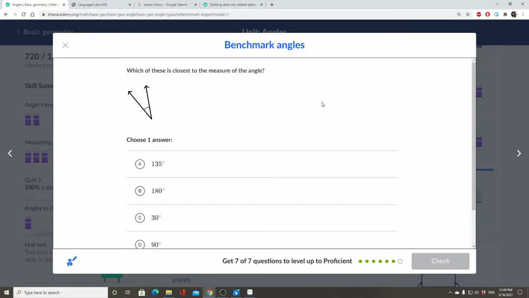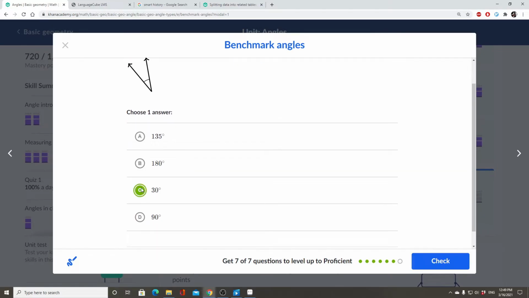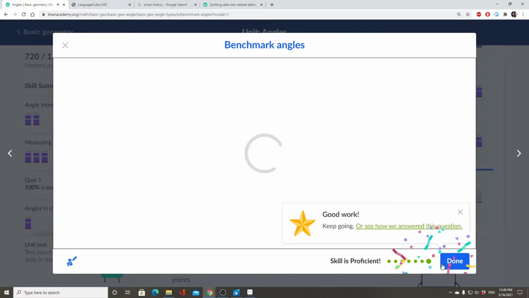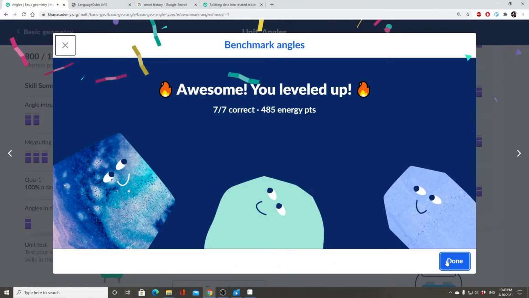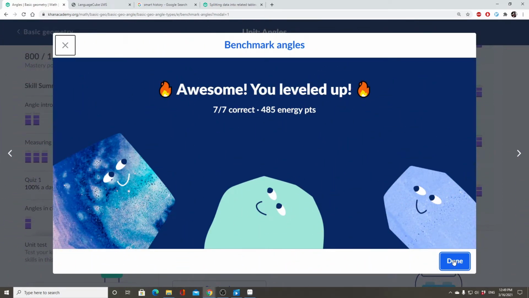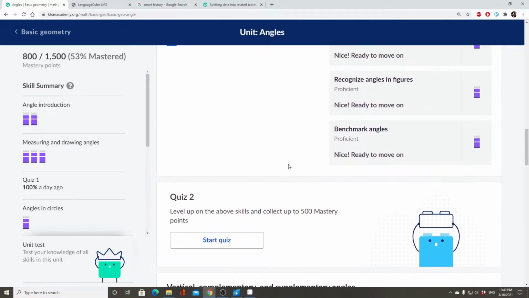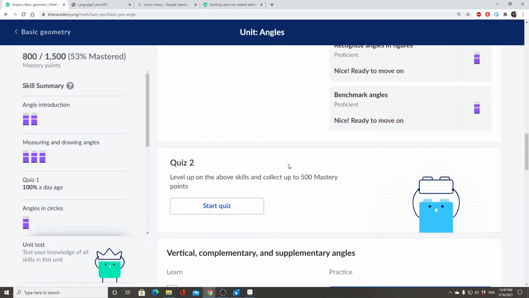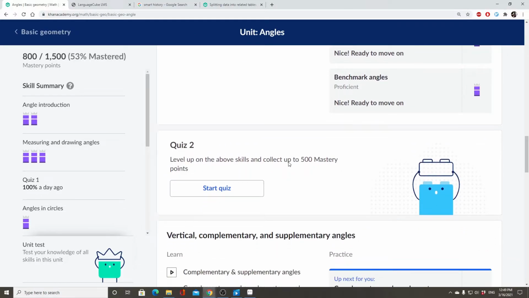Which of these is closest to the measure of the angle? Well, that's probably 30 degrees, right? I mean, nothing else really makes sense. Hooray! Look at that. I love the confetti. It was a juicy design right there.